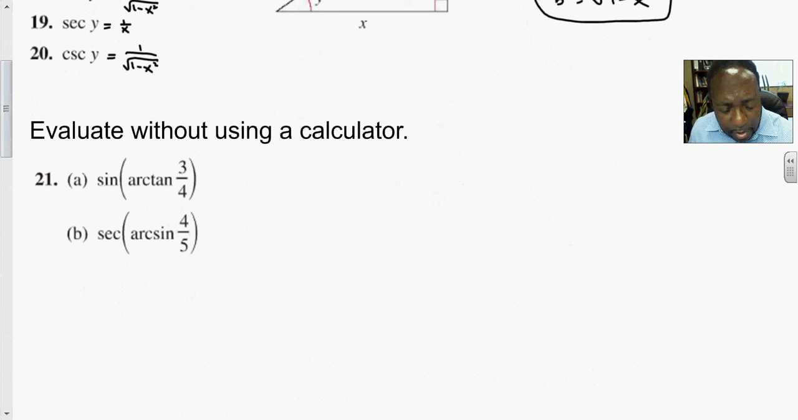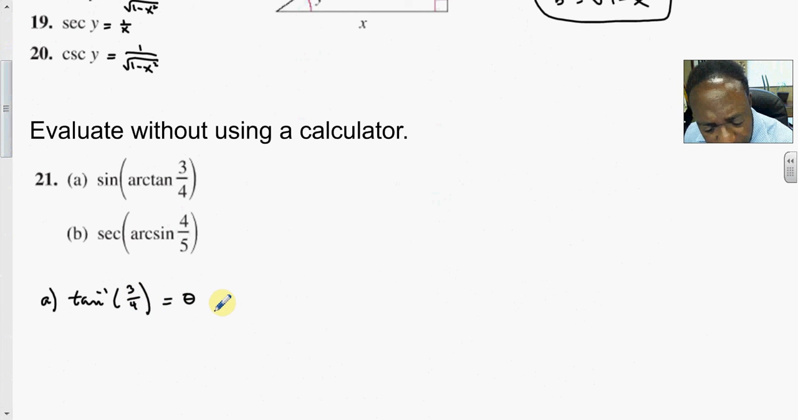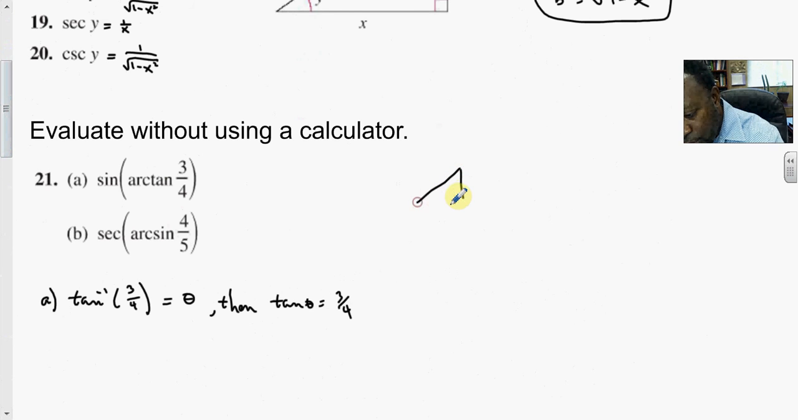So if that be the case, then for part A, we look at that arctan of 3 over 4. I'm going to write this as tan inverse of 3 over 4. Let's say it's equal to some angle theta. Then what we have then is tan theta is equal to 3 over 4. So we're going to draw a right triangle. Here's the angle theta. And we label the tangent theta is the opposite over the adjacent.